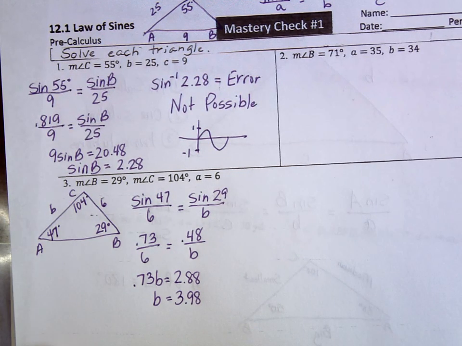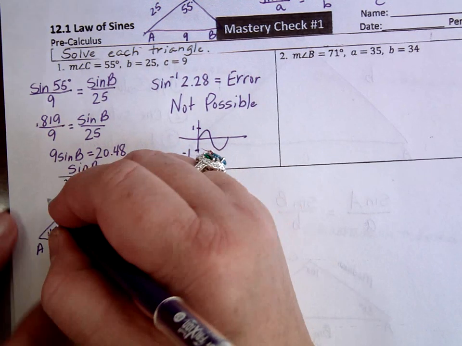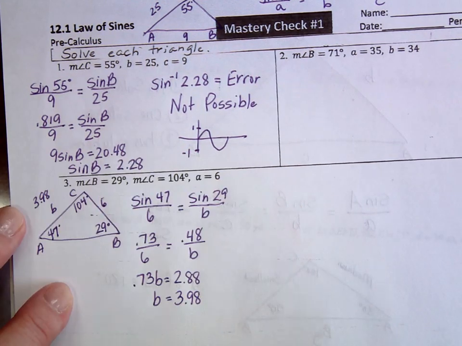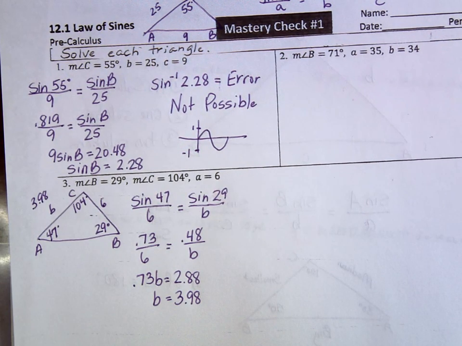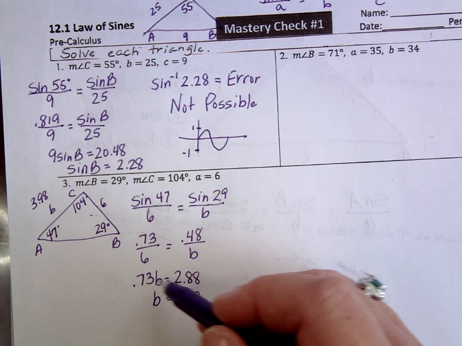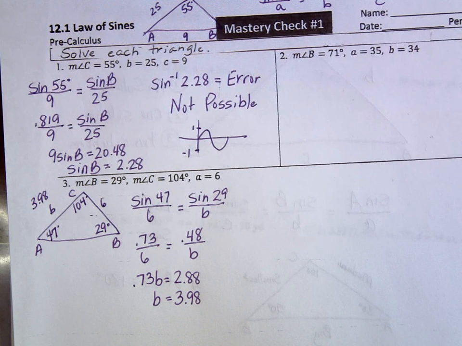And I've just figured out what little b is. So that's this guy here, 3.98. I can't use Pythagorean theorem to figure out the other side because remember this is not a right triangle and that only works for right triangles. So what I need to do is go back and do this again to set it up so that I can solve for C, little c that is.